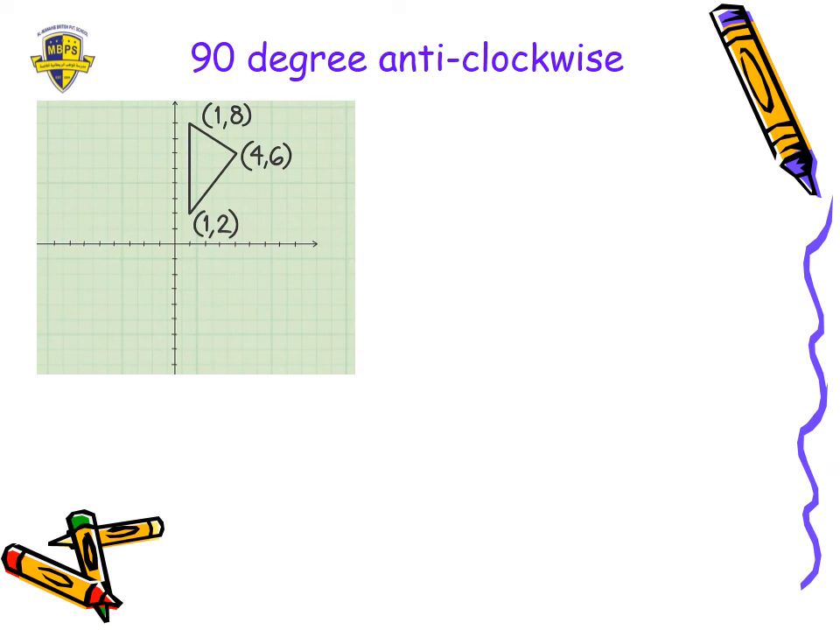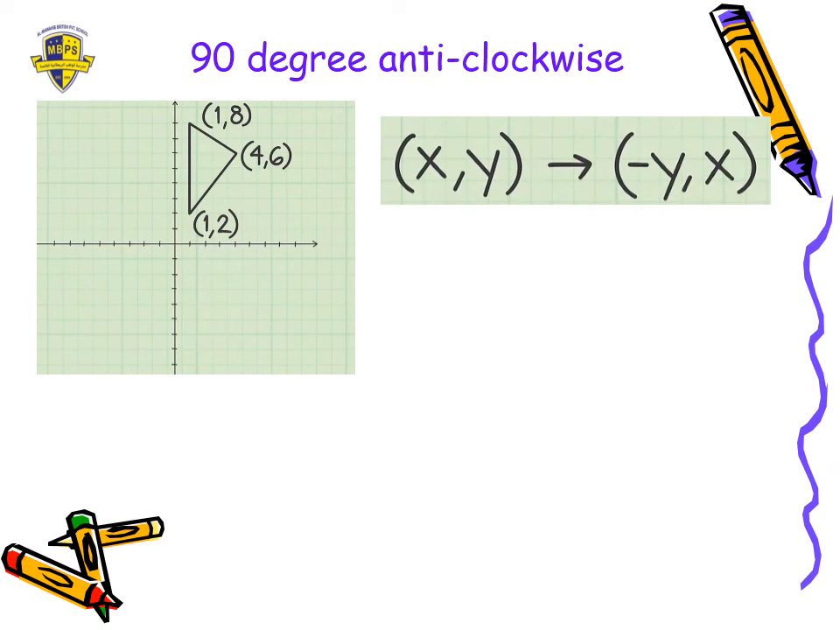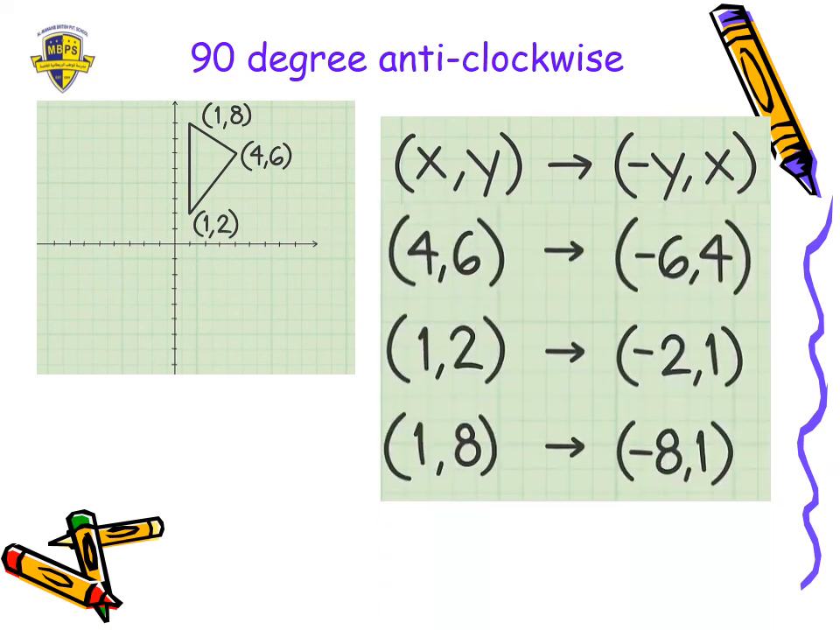This is another example. Same triangle, you remember this? When we rotated 90 degrees clockwise, now we want to do the same but anti-clockwise. The rule here is different. X, Y, it will be minus Y and X. Now let's work on the points 4 and 6. Change the places, 6 and 4. Change the sign of Y, so minus 6 and 4.